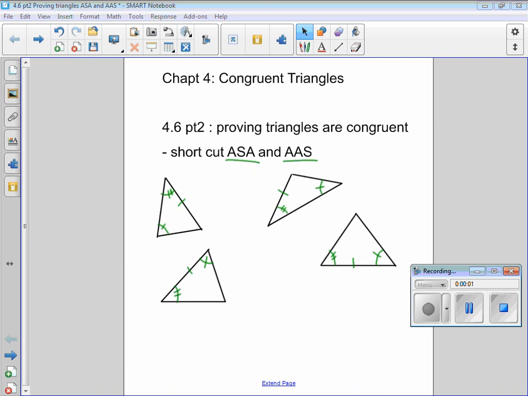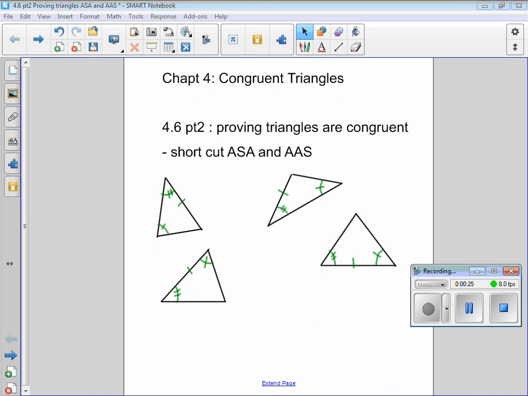Hey everybody, this is Mr. Munson, and we are in chapter 4, congruent triangles, continuing with concept 4.6, which is prove triangles are congruent with shortcuts. So right now, in today's lesson, we're going to learn the shortcut of showing triangles are congruent using ASA and AAS, and they stand for angle side angle and angle angle side.